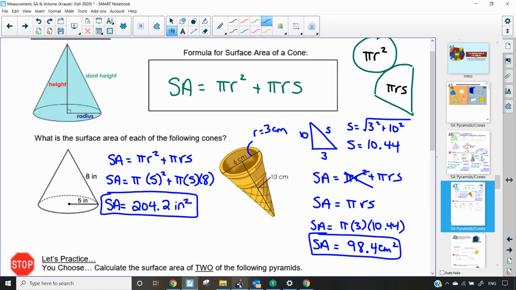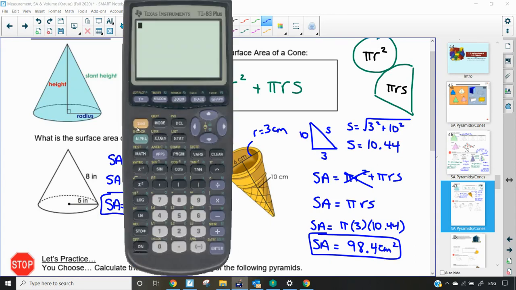All right, now taking a look at our calculator, that first step of 3 squared plus 10 squared, all square rooted, would give us that 10.44. We're going to multiply that number by pi and by 3, and we have 98.39 and so on. That would give us 98.4 centimeters squared.